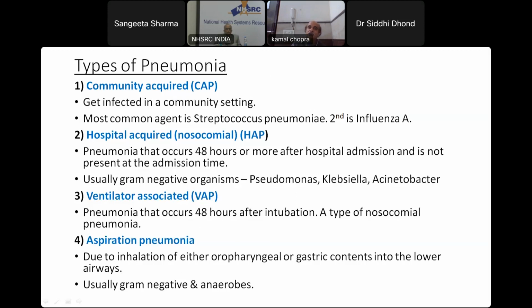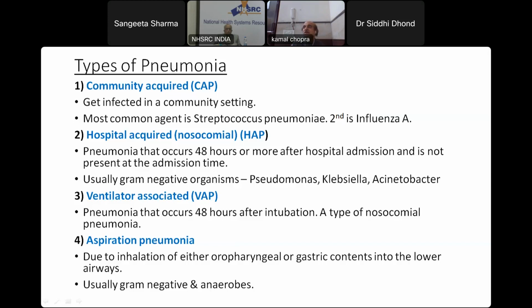Hospital acquired, they are nosocomial infections. They are pneumonias that occur 48 hours or more after hospital admission. These are hospital acquired pneumonias. Most of the time they are resistant to routinely used antibiotics. Usually they are gram-negative organisms like Pseudomonas, Klebsiella.